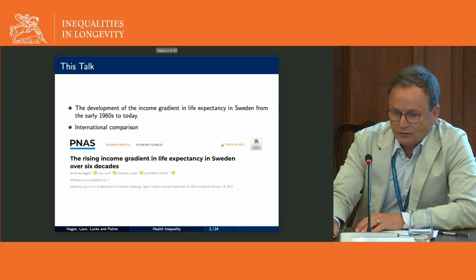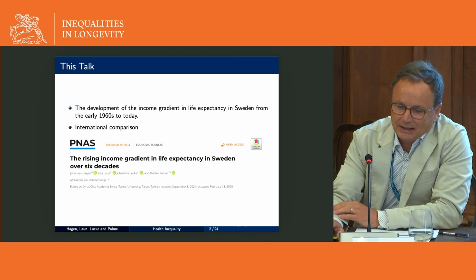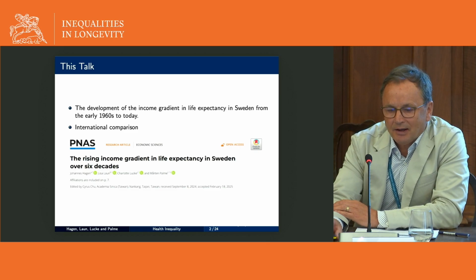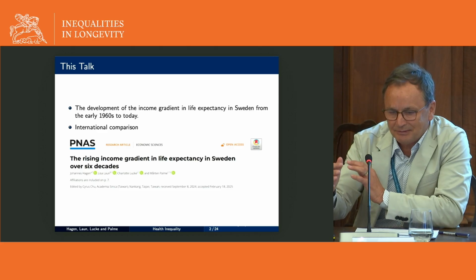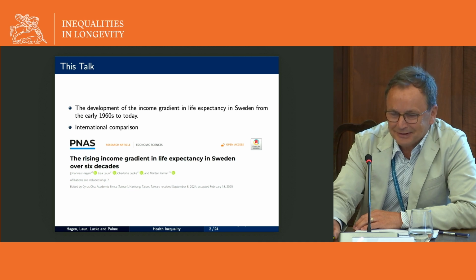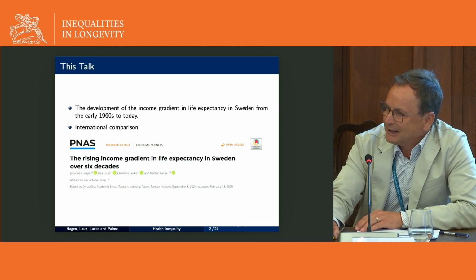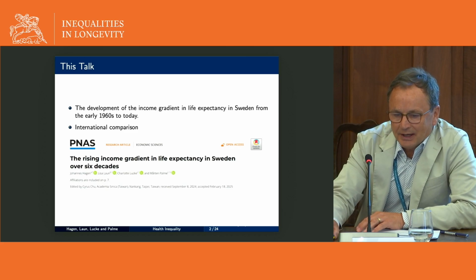It's about the rising income gradient in life expectancy in Sweden over a 60-year period. It's based on a published paper in PNAS, and my intention was to first depart from that and then present a little bit more, but I decided to focus on the core message here. But we also work on implications, that's how we started, for redistribution in the pension system. So I do this first, and then I have one slide on the international comparisons.